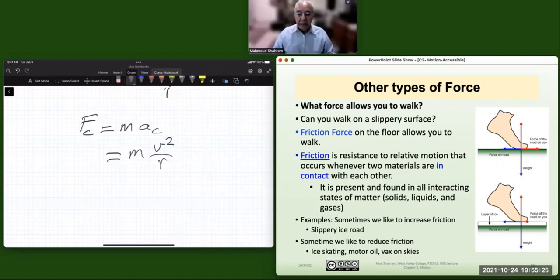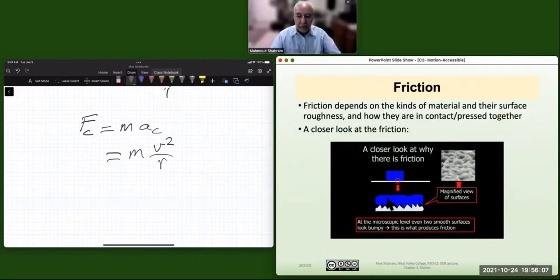But sometimes you want to reduce that. When you have a ball bearing, you want the wheels to move as easily as possible, or ice skating. And you put oil in your car for the moving parts to move easier with less friction. So if you zoom in to the interface between objects that are having friction, for example, your hands rubbing against each other, creating friction, you feel the heat.